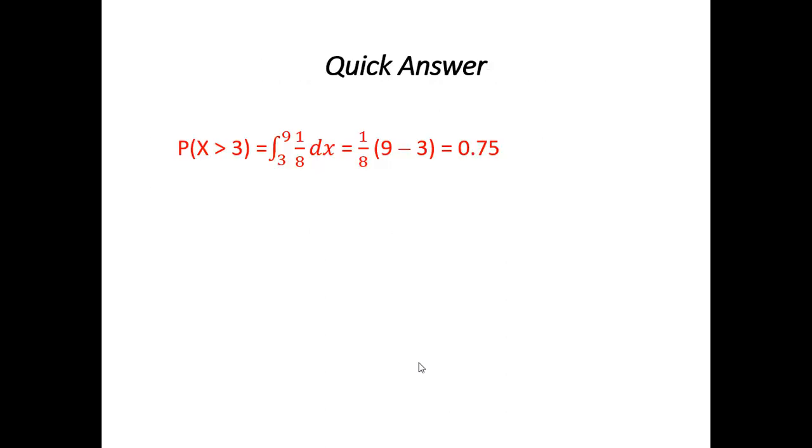Okay, did you get an answer of 0.75 or 3/4? The integral would look like this. It'd be an integral from 3 to 9 of 1/8 dx. So we would get 1/8 times 9 minus 3, or 1/8 times 6. 6 over 8 simplifies to 0.75.